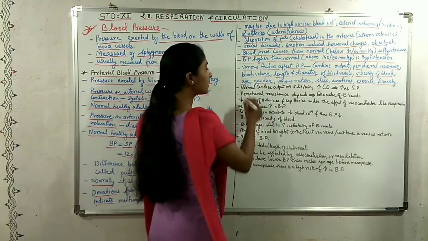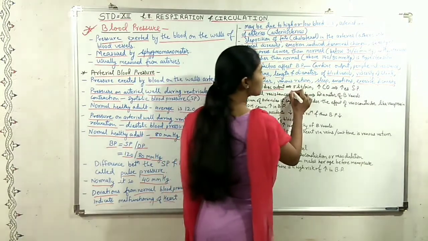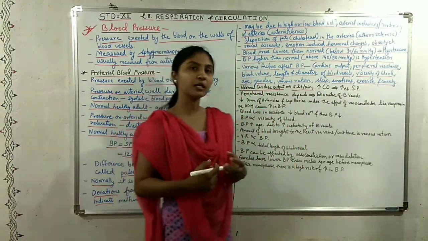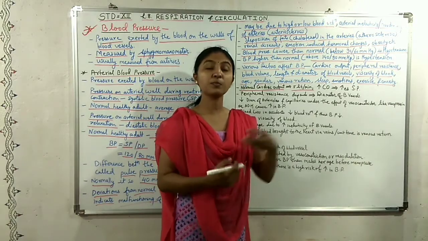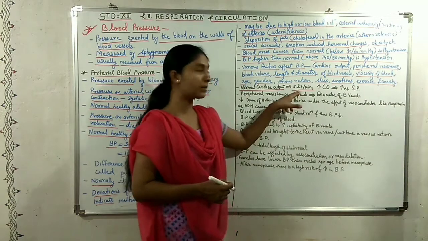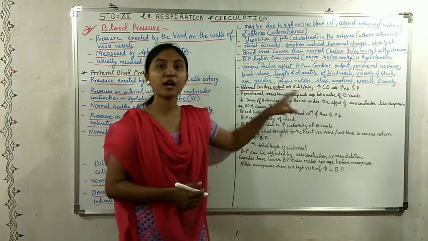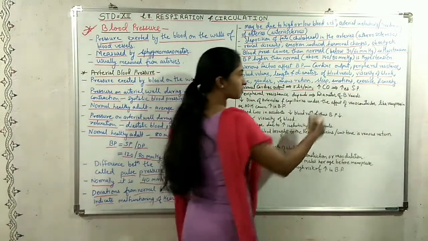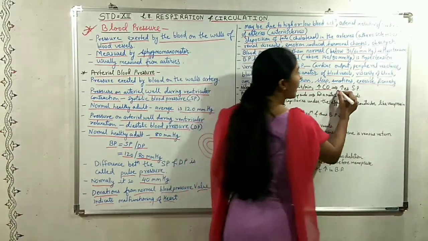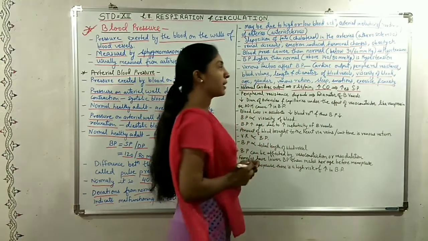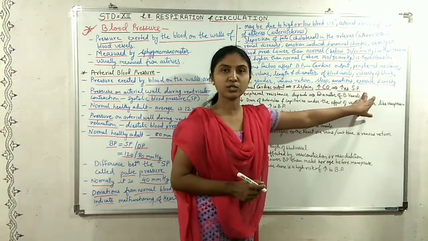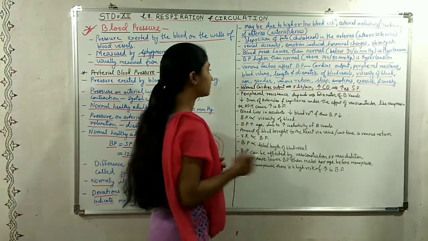The normal cardiac output is 5 liters per minute. Normally, how much blood is pumped out of the heart per minute, that is the normal cardiac output, and it is 5 liters per minute. So the systolic blood pressure increases as the cardiac output increases. If the cardiac output increases, the systolic blood pressure also increases.